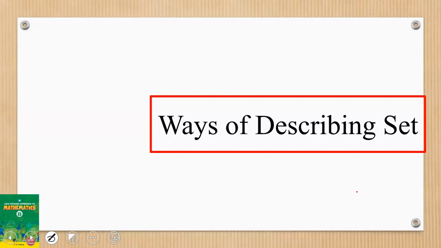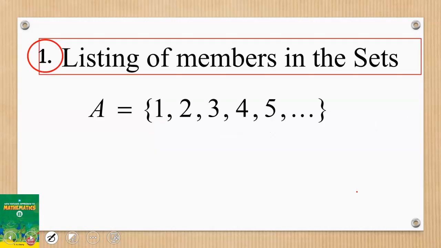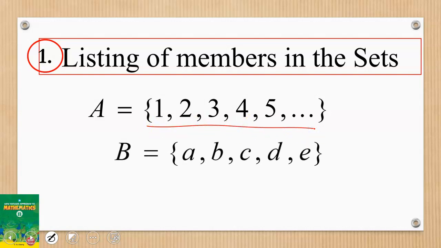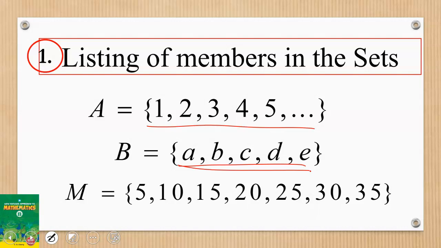Now, how do we describe a set? There are three ways we are going to look at. The first one is listing the members or elements in the set. So maybe if I say a set of counting numbers, then I will list all the counting numbers. If I say a set of alphabets from A to E, then I can list them this way. This is the listing form of describing a set. This is a set of multiples of 5 up to 35, and then we have 5, 10, 15, 20, 25, 30, 35.